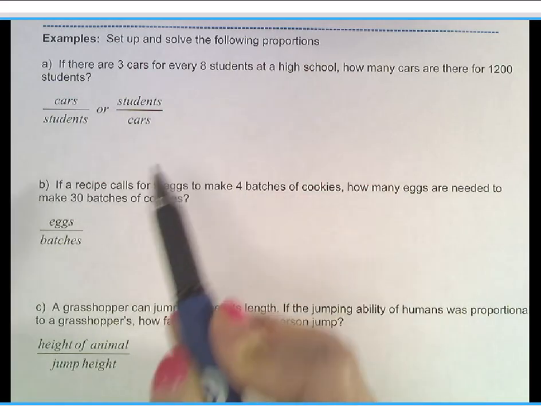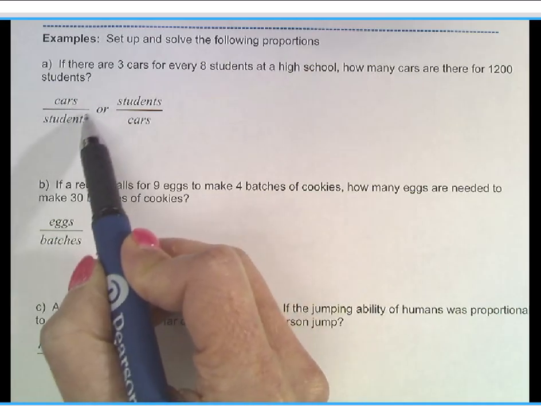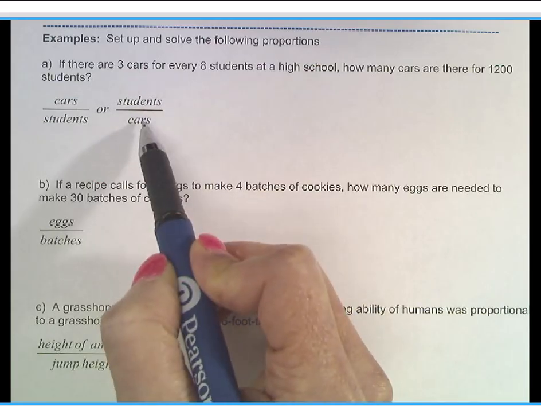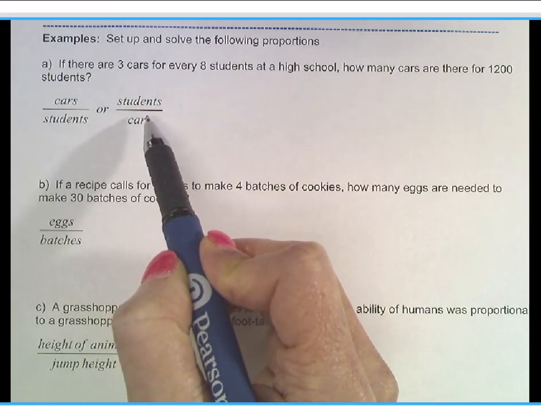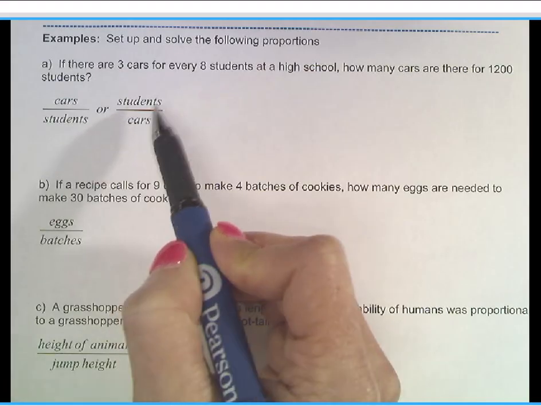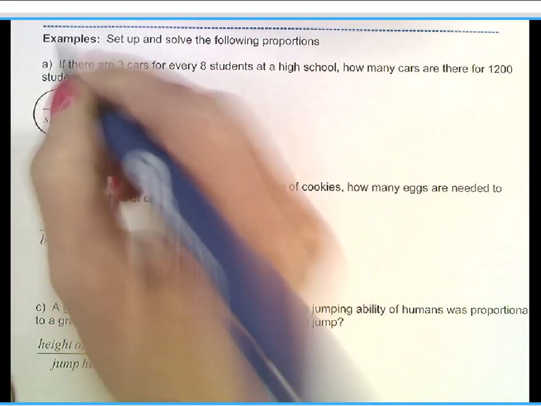So you have to make a decision at the beginning of the problem. Are you going to set up your fraction as cars divided by students, or are you going to set it up as students divided by cars? It makes no difference. You just have to pick one of those and stick with it through the whole problem. So I'm going to do it as cars divided by students. I'm just going to choose that way.